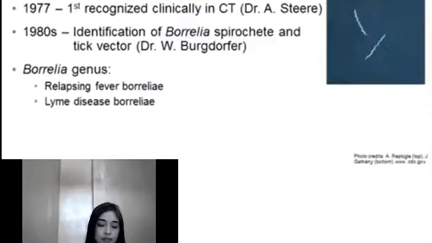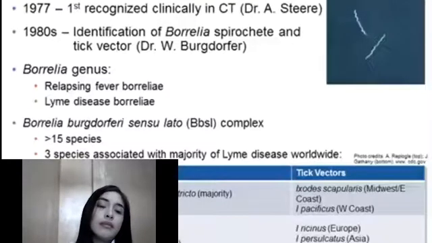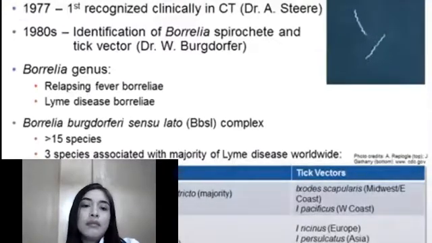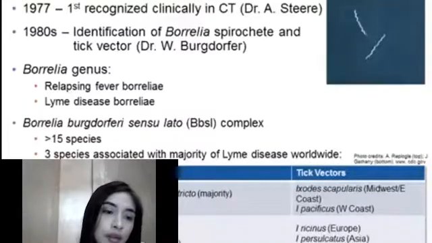Borrelia species are mobile corkscrew-shaped spirochetes, as you can see in the top image, and members of this genus can be divided into those causing relapsing fever and those that cause Lyme disease, which will be the focus for today. The species associated with Lyme disease are all members of the Borrelia burgdorferi sensu lato complex, of which there are currently more than 15 species. Of these, 3 are associated with the majority of Lyme disease cases worldwide, as shown in the table below.